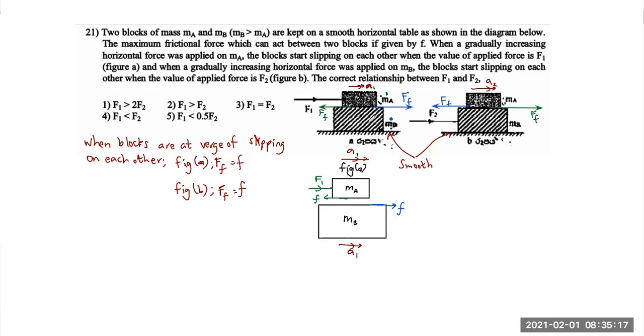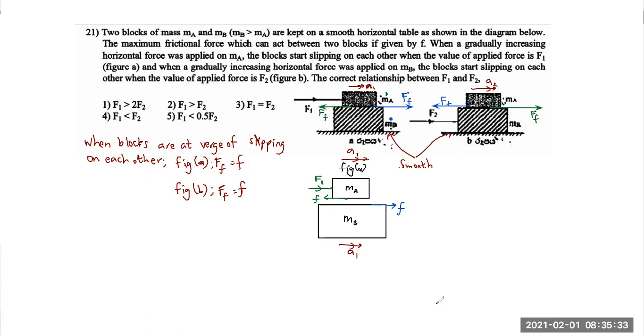When the blocks are at the verge of slipping on top of each other, the friction between them is the limiting frictional force, and it's mentioned there. The maximum frictional force which can act between the two blocks is given by F.